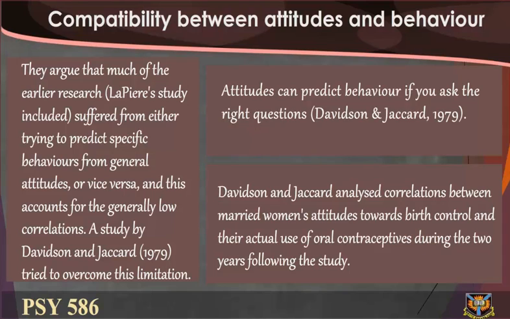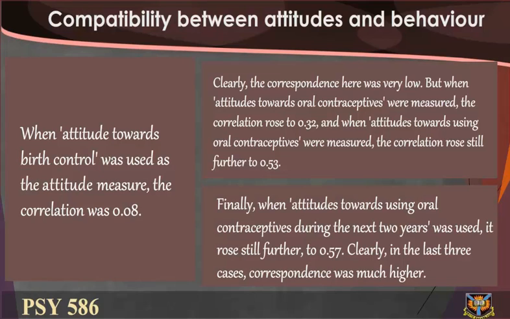Attitudes can predict behavior if you ask the right questions. Davidson and Jaccard analyzed correlations between married women's attitudes towards birth control and their actual use of oral contraceptives during the 2 years following the study. When attitude towards birth control was used as the attitude measure, the correlation was 0.08. Clearly, the correspondence here was very low, but when attitudes towards oral contraceptives were measured, the correlation rose to 0.32, and when attitudes towards using oral contraceptives were measured, the correlation rose still further to 0.53.